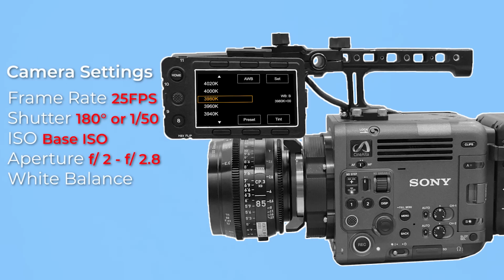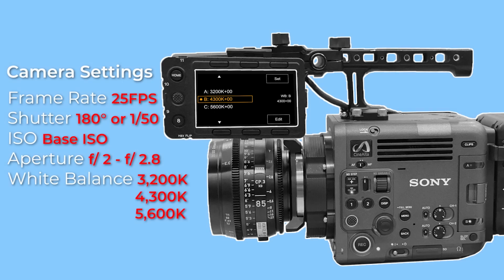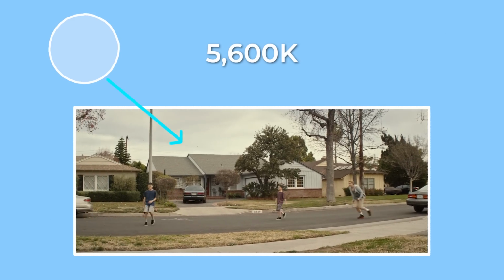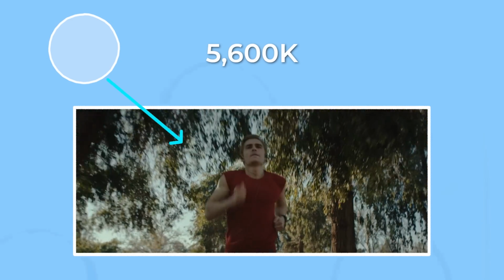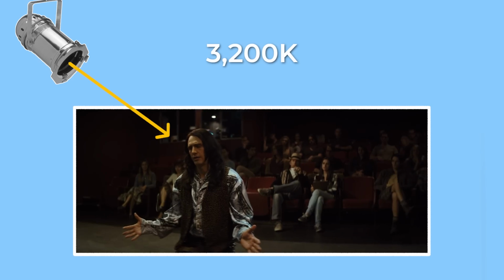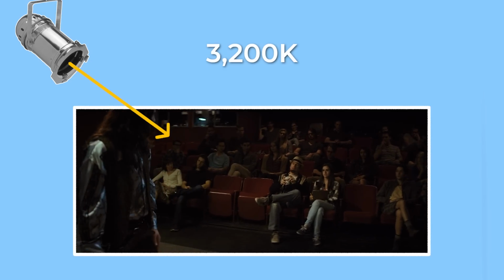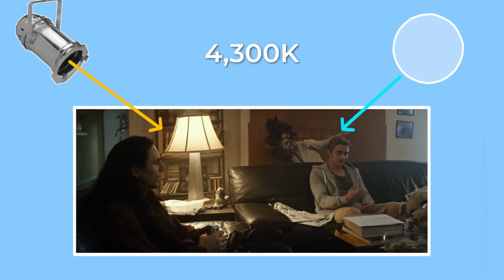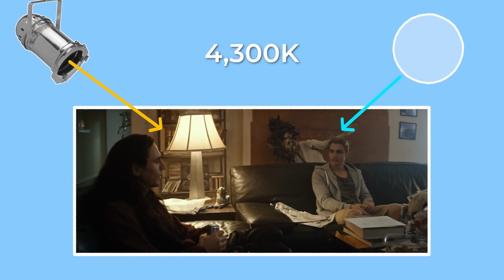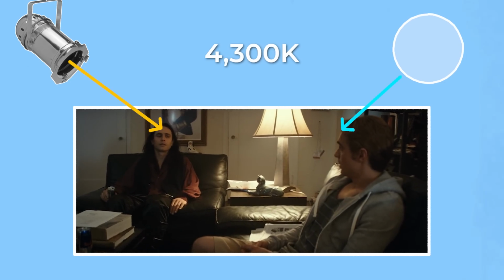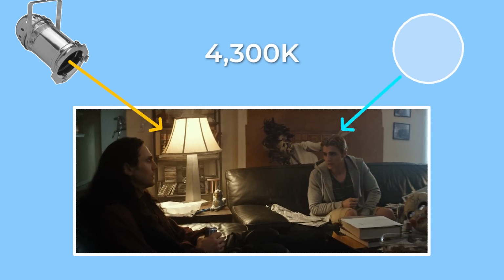Rather than using auto mode, I'd recommend setting the white balance for each scene or new lighting situation you are faced with. There are 3 main settings I would try to stick to. For exterior daylight scenes, I'd select a white balance of 5600 Kelvin. For interior or night scenes lit by warm tungsten light, you can shoot at 3200 Kelvin. And for scenes with mixed warm and cool light sources, you can set your white balance to 4300 Kelvin.